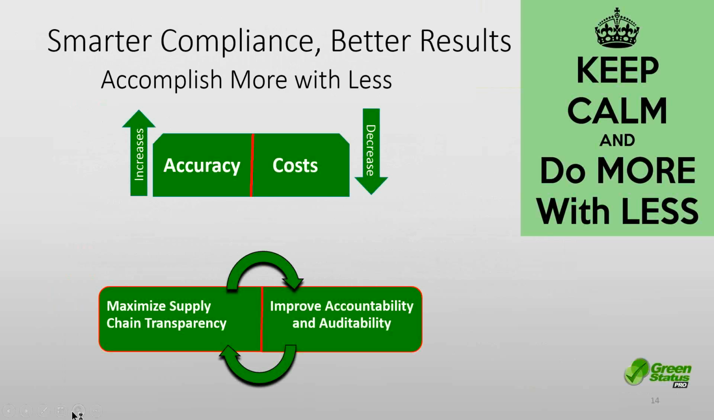conflict minerals automation software will allow you to perform smarter compliance and get better results. You want to be able to accomplish more with less. By increasing the accuracy of your data, you'll be able to decrease the cost of your conflict minerals program. And you need to look at supply chain transparency and accountability and auditability as a self-sustaining process. The more you put into one, the more you're going to get out of the other.